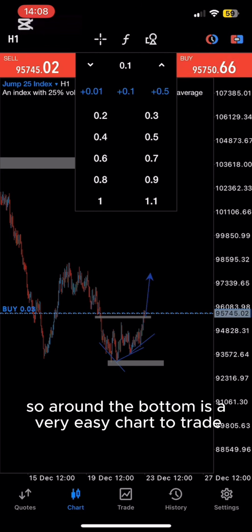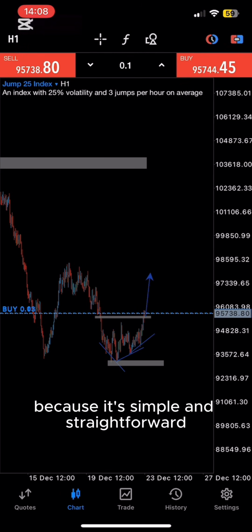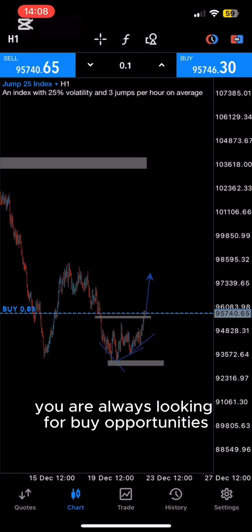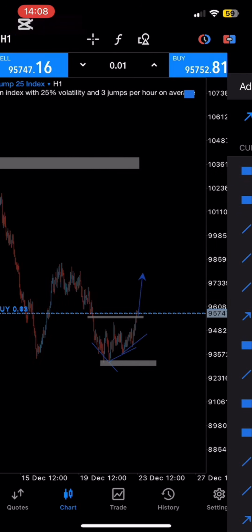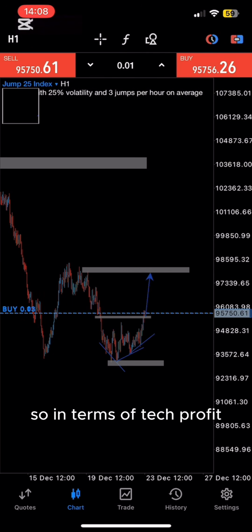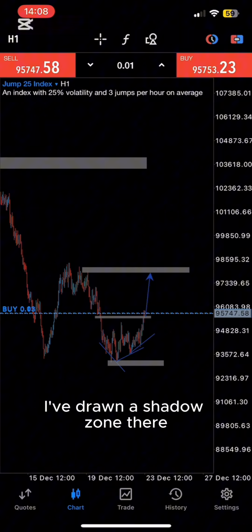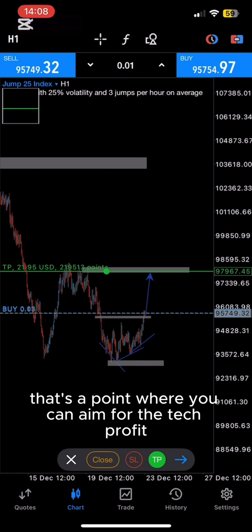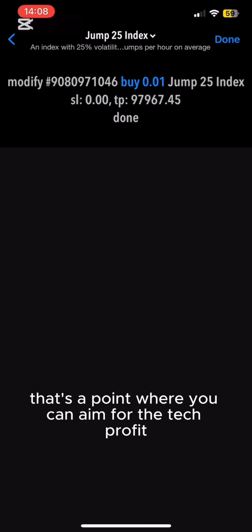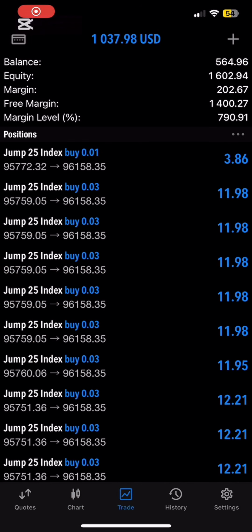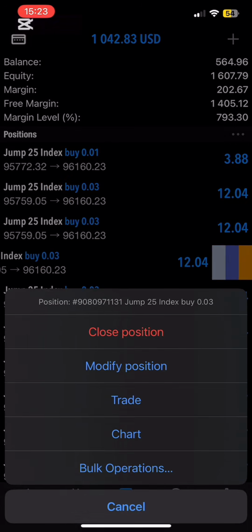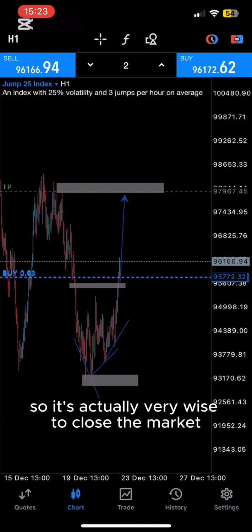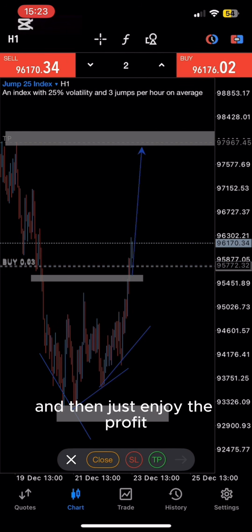A rounding bottom is a very easy chart to trade because it's simple and straightforward. You are always looking for buy opportunities. In terms of take profit, I've drawn a shadow zone there. That's a point where you can aim for the take profit. As you can see, I made 1,000 in this trade. So it's actually very wise to close the market and then just enjoy the profit.